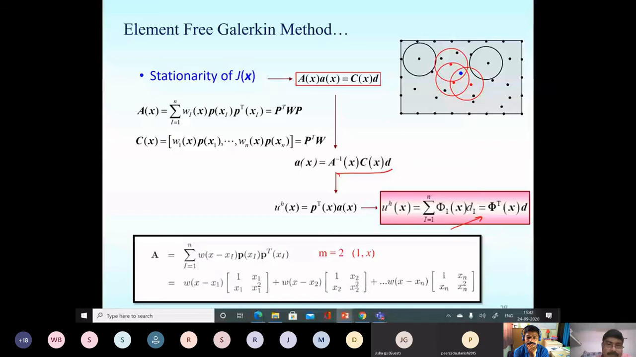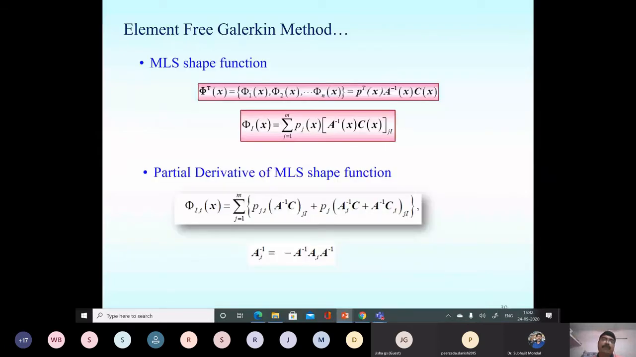Now A and C are again functions of the basis function as well as the weight function. A is of the form like this, 1, x, x squared, if it's a linear basis. When we take the domain of influence, we need to make sure that it has a sufficient number of nodes so that A inverse exists. Usually if m equals 2, at least two nodes have to be there. So the shape function doesn't have an explicit expression. It's a function of A, C, your weight function, and that particular point. If you want to evaluate phi at a particular point, say x_i, you pass x_i there, look at which nodes are influencing, then construct this and evaluate it. That's how we do this.